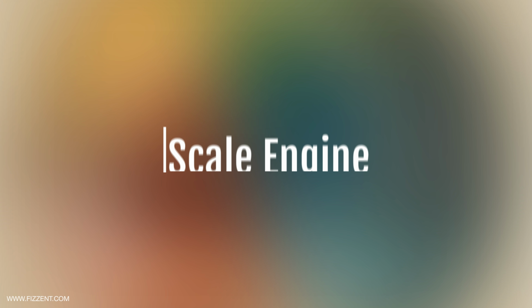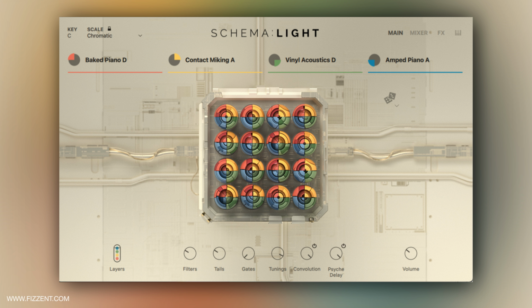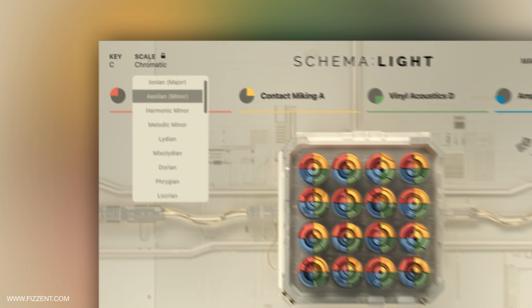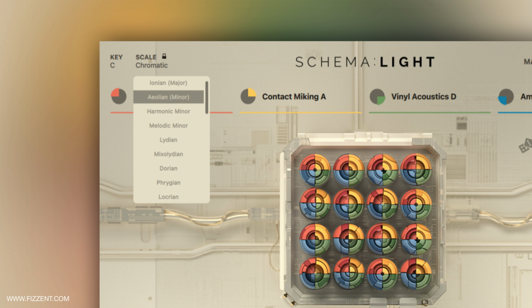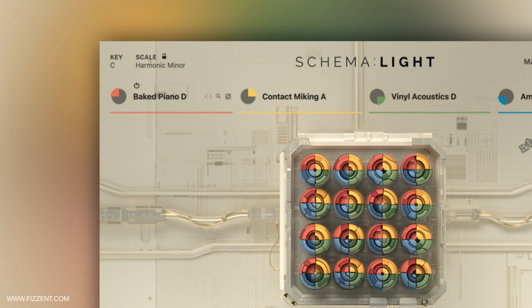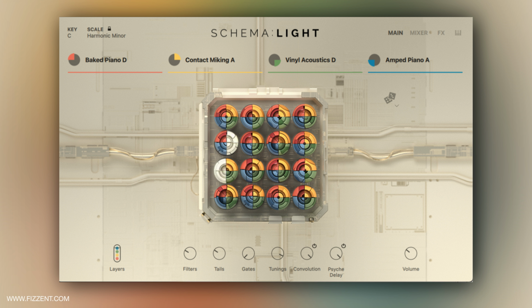Scale engine. In the top left-hand corner of Schema Lite, you can find the scale engine. It enables playing melodic sequences across the keyboard, keeping the harmonic relationship between notes intact. It also allows you to quickly adapt presets to fit the key of an existing project. The scale engine includes the following controls.